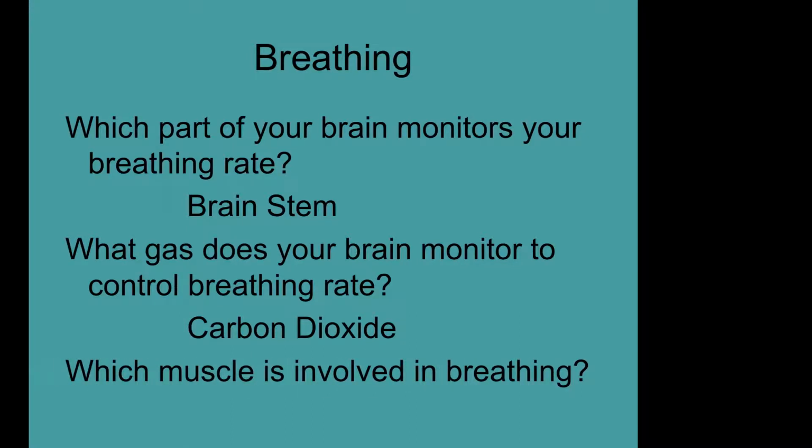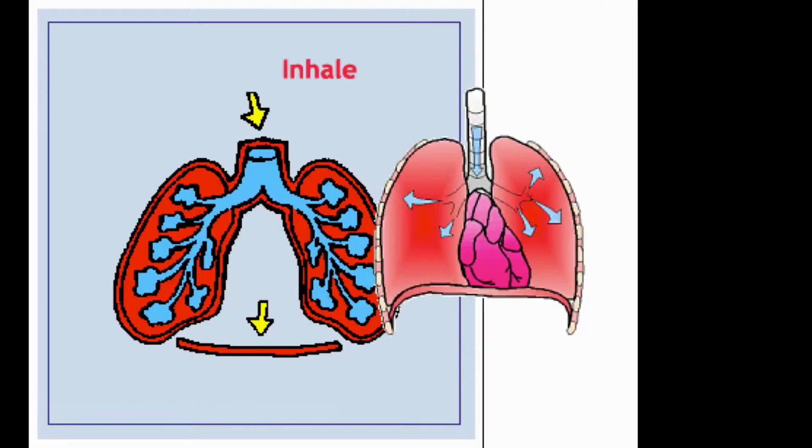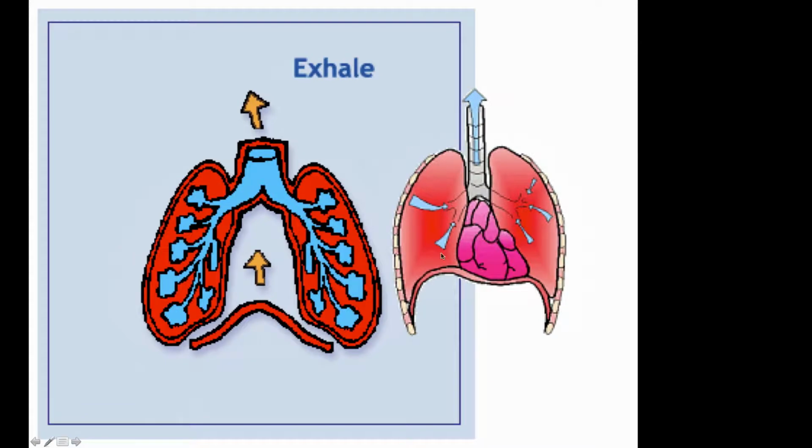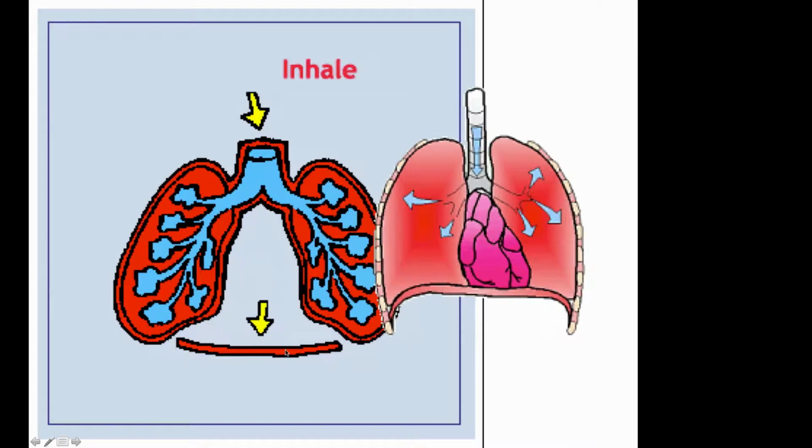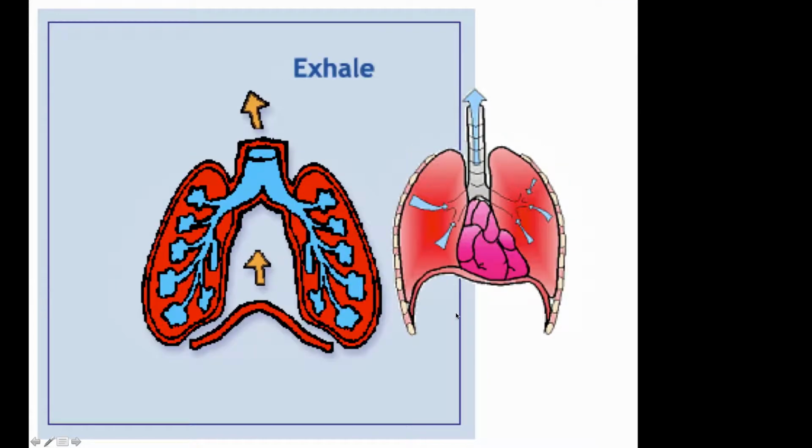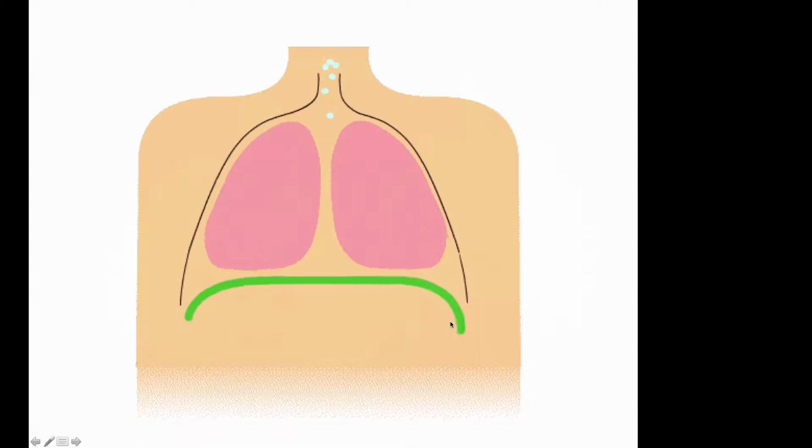Alright, last question for breathing. Which muscle is involved in breathing? That's that muscle that lays underneath the lungs, which is the diaphragm. Alright, so here's a picture of the diaphragm, so you can actually see it. These are two different animations of how the diaphragm contracts and relaxes. Every single time it goes up, it's actually relaxing, and every single time it goes down, it's contracting.